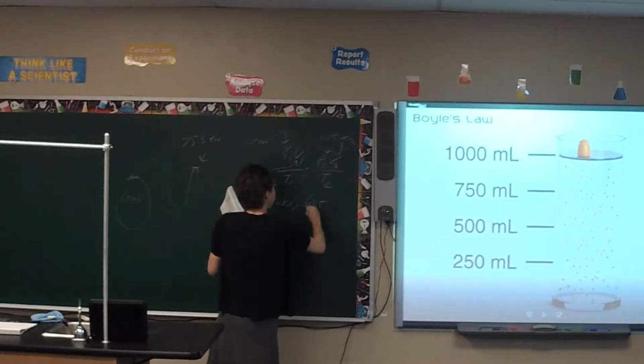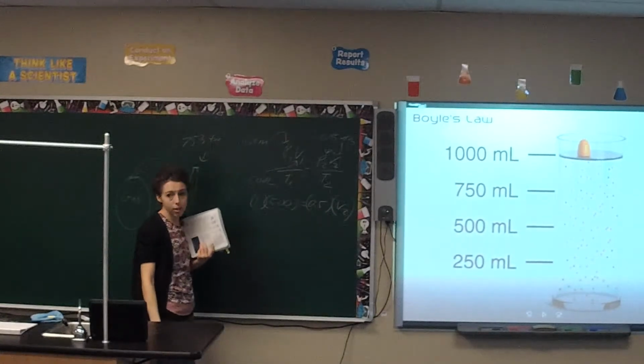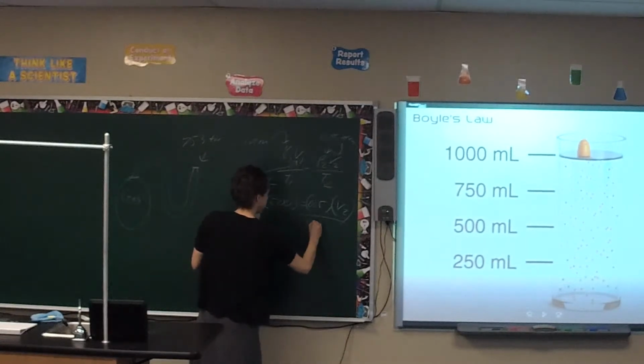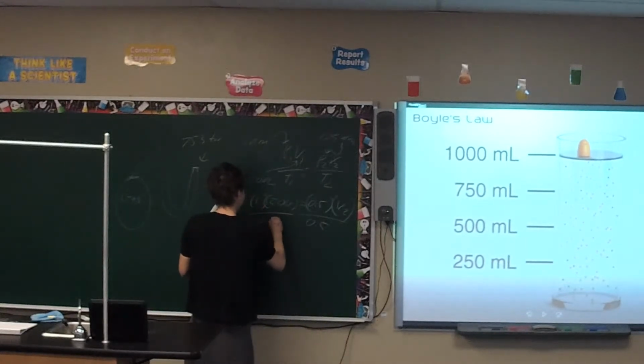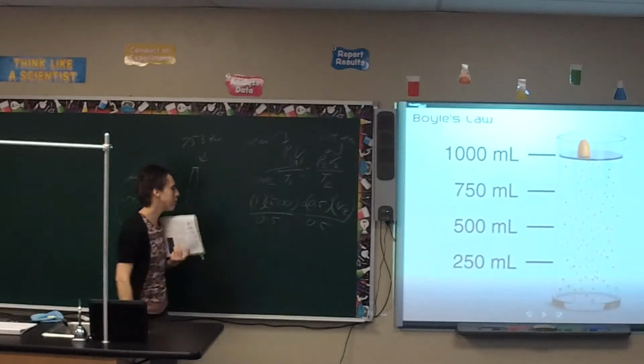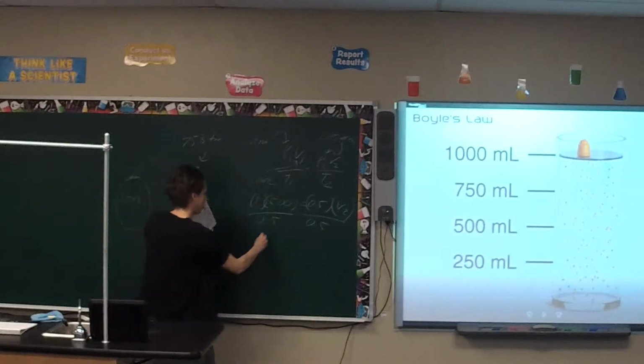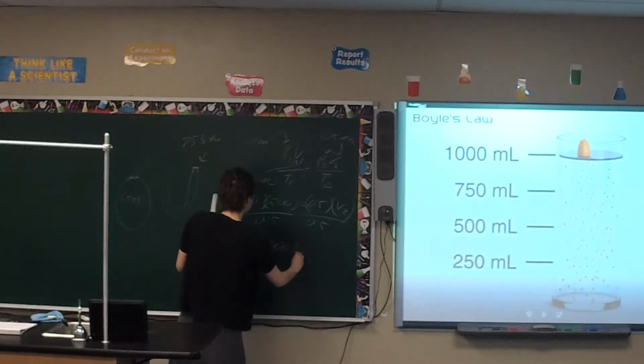So 1.5 atm, and I'm finding the second volume. Alright, how do I find this? Right, I gotta get V2 by itself, so I just divide by 0.5 on both sides. So 1 times 500 divided by 0.5, you notice, okay, this is pretty easy. So this is just 1,000 liters.